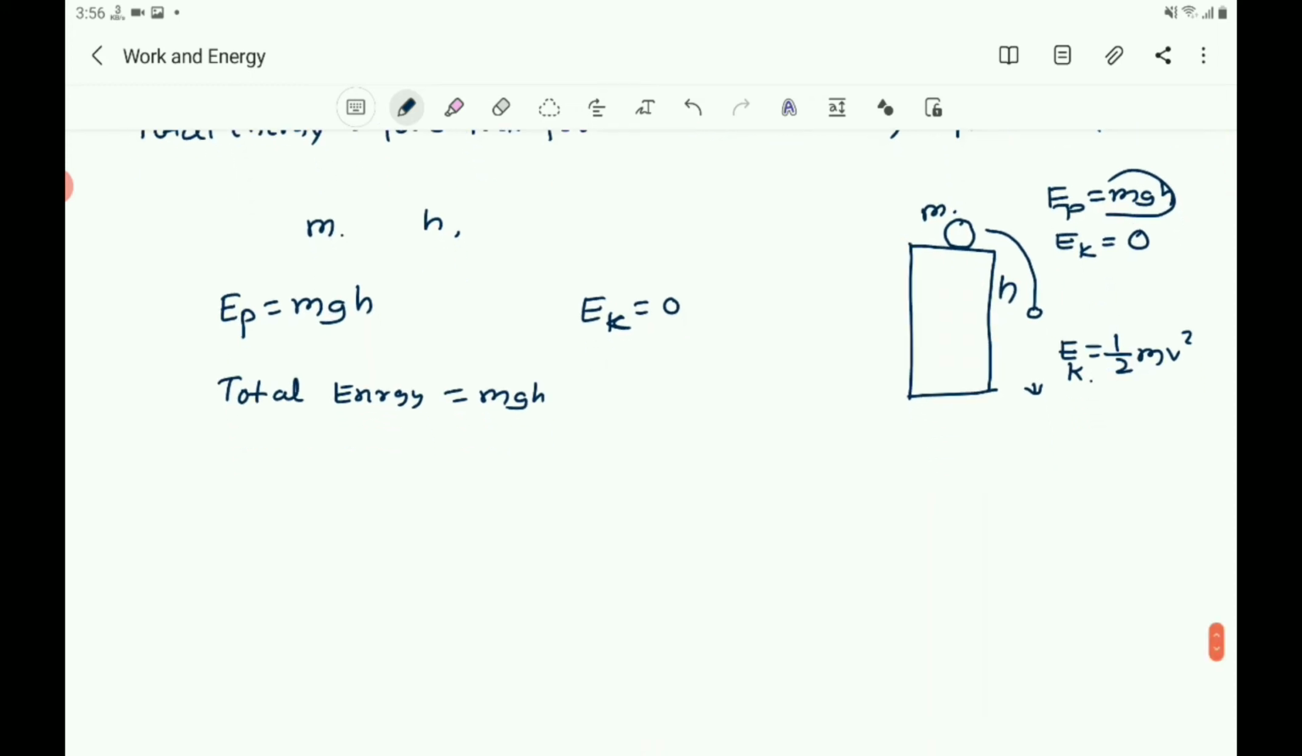So you can say that at any instant, mgh plus half mv square equals constant. That is, the sum of the potential energy and kinetic energy is constant. The sum of kinetic energy and potential energy of an object is its total mechanical energy.